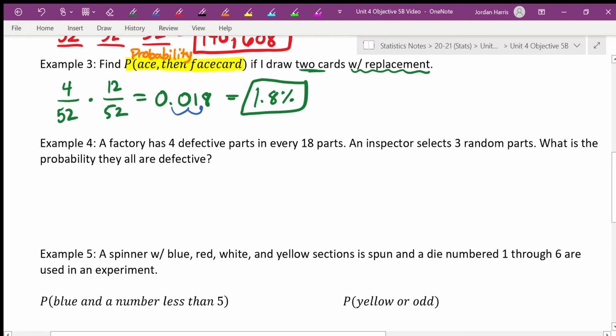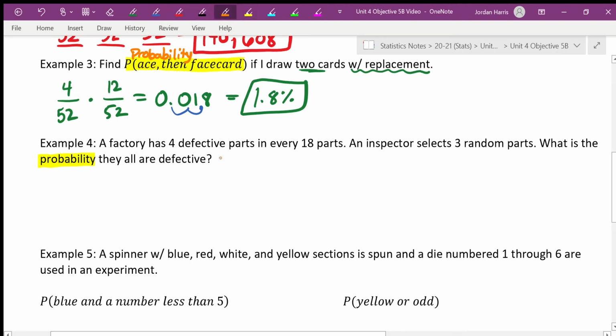Example 4 says a factory has 4 defective parts in every 18 parts. Probably going to be some sort of probability. An inspector selects 3 random parts. What is the probability? Okay, so this is like the last question. They're all defective. Okay, so we got to think of the situation now. If you have a factory worker who's inspecting things, if he inspects one of them, is he going to put it back and inspect that same one again? No, he's going to use a different batch, a different thing.